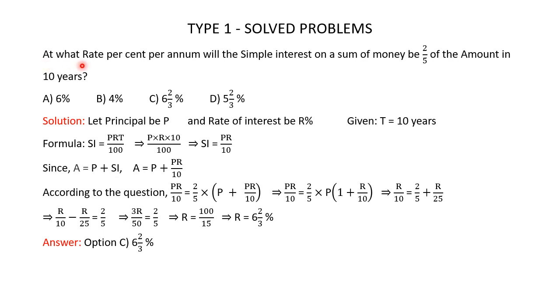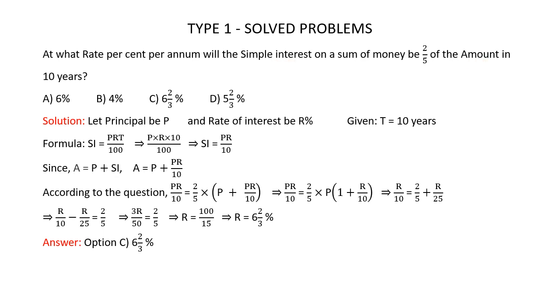At what rate percent per annum will the simple interest on a sum of money be 2/5 of the amount in 10 years? Here you are given 4 options and you have to find out which of these options is the correct one. So here you have to find out what is the rate percent per annum. Now it's given in the question that the simple interest on a sum of money becomes 2/5 of the amount in 10 years.